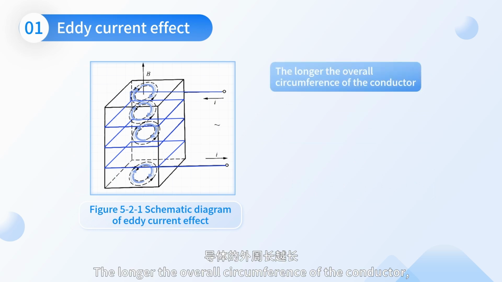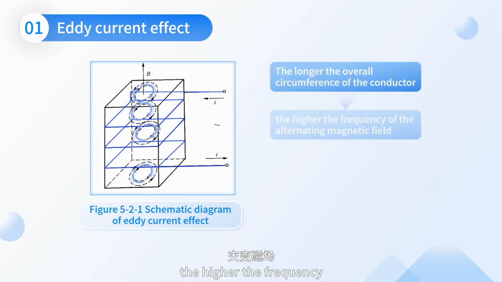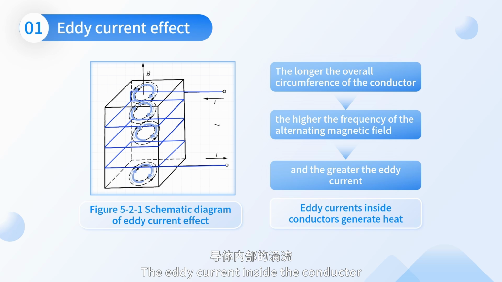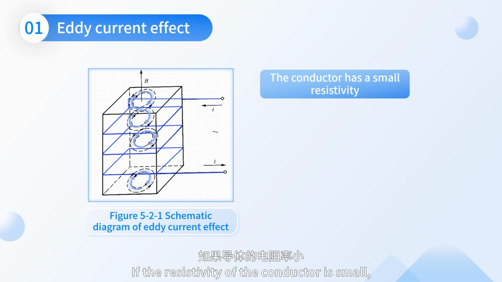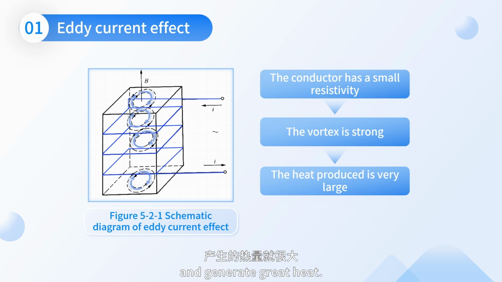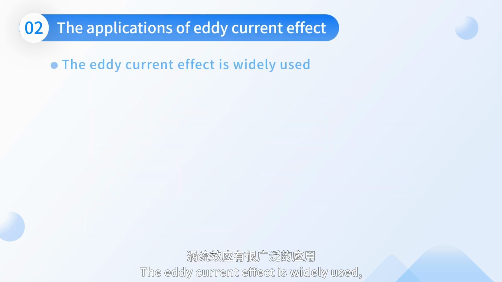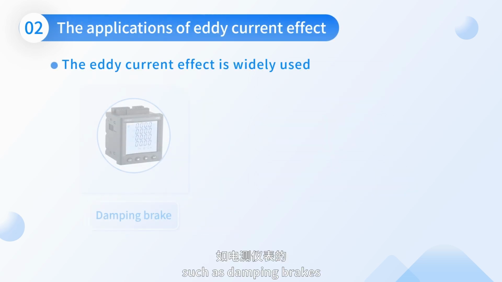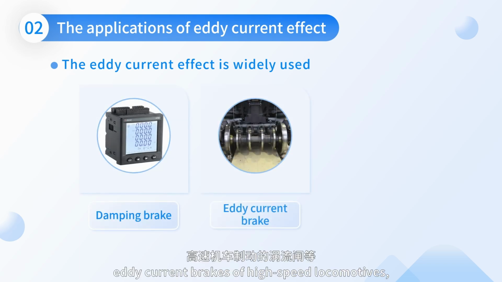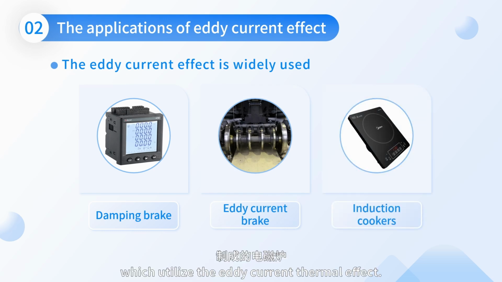The longer the overall circumference of the conductor, the higher the frequency of the alternating magnetic field, and the greater the eddy current. The eddy current inside the conductor also generates heat. If the resistivity of the conductor is small, the eddy current will be very strong and generate great heat. The eddy current effect is widely used, such as damping brakes in electric measuring instruments, eddy current brakes of high-speed locomotives, and induction cookers which utilize the eddy current thermal effect.